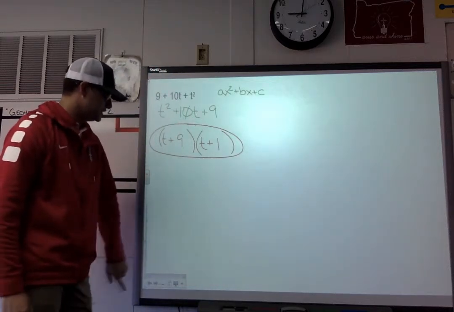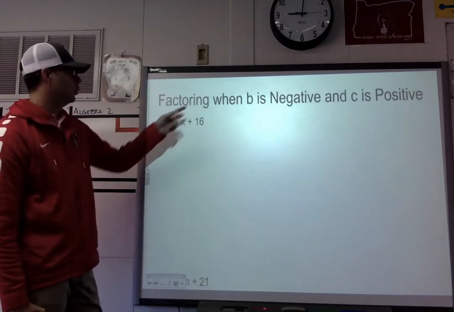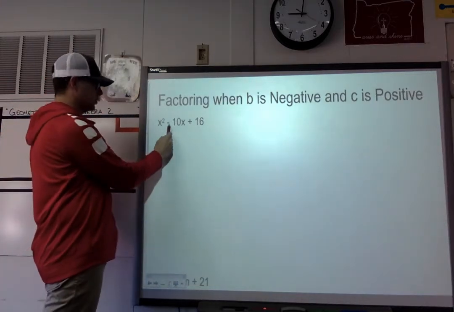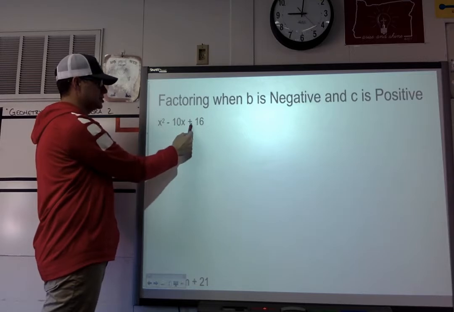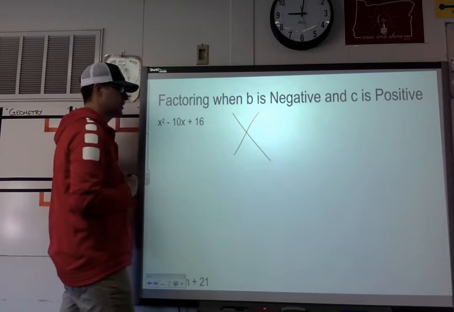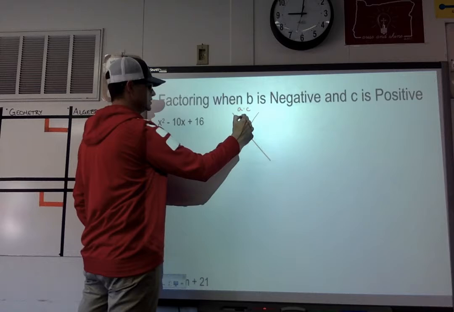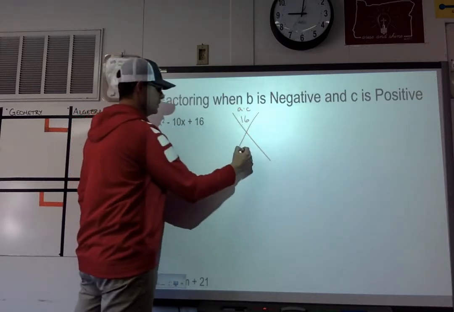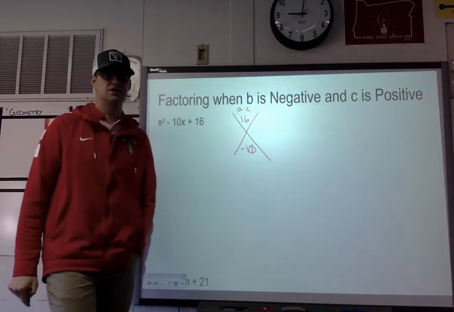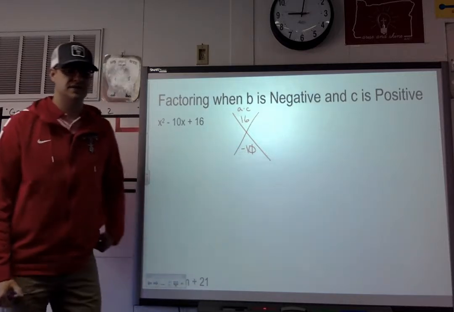So that was when b and c are both positive. Now we're going to get into when b is negative and c is positive. So our first sign is going to be subtraction, then we're going to add our c value. So again, we can go with our x method here. We have a times c in the top, so 1 times 16. We have b in the bottom, which is negative 10. So here, we need to figure out what's going to multiply to 16 and add to negative 10.